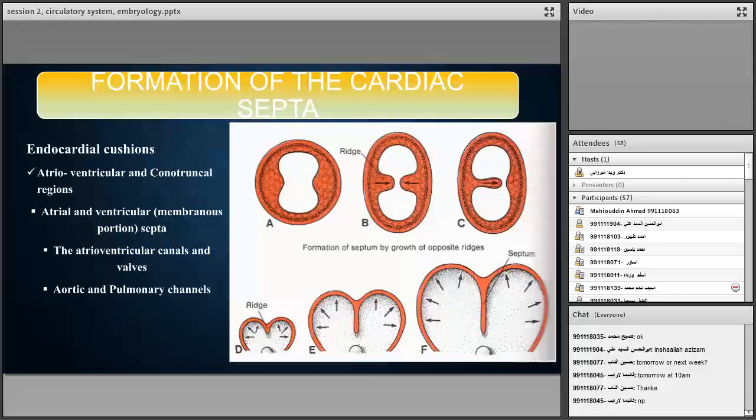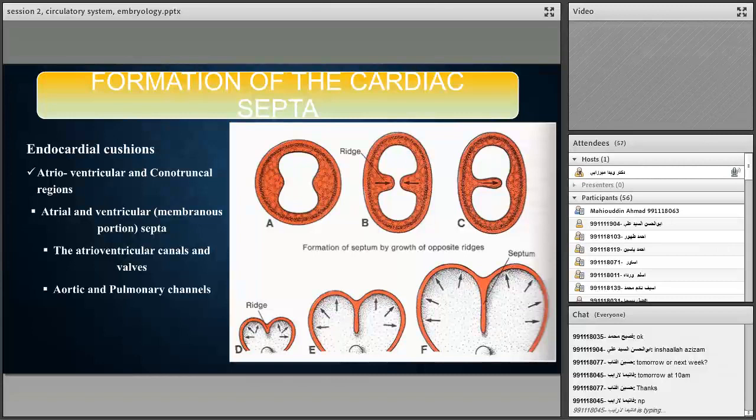And there are some ways of forming the septums. We will talk about the general forms of septum formation, and then we will talk about each septum one by one in detail. Okay?